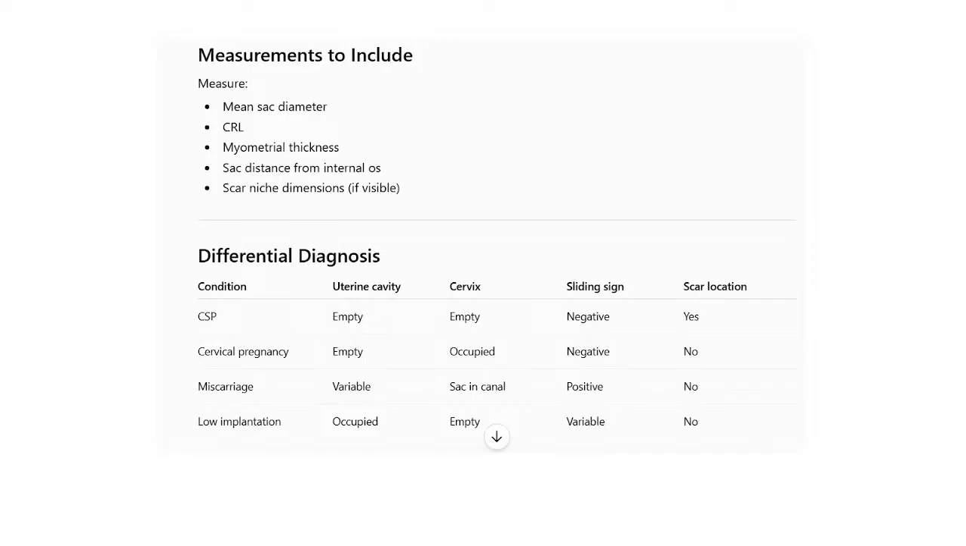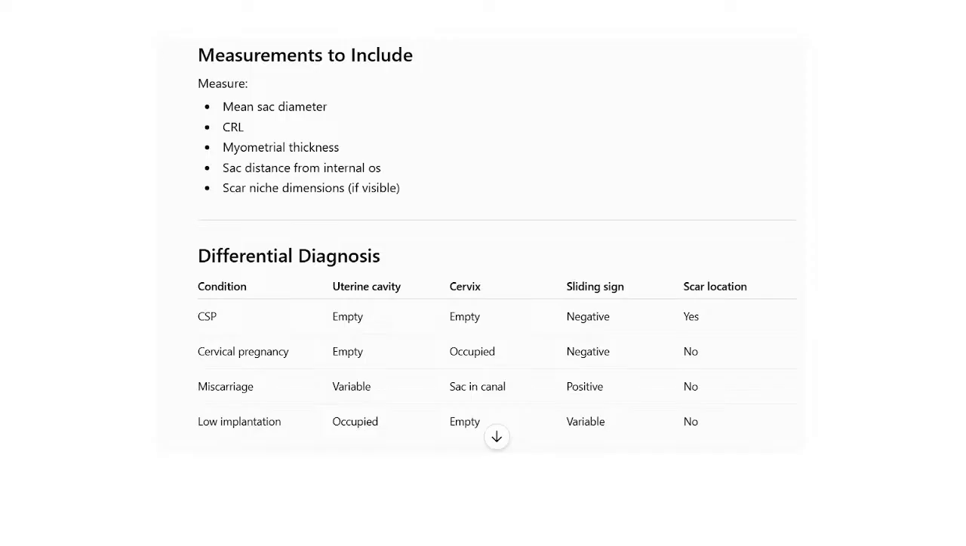Cervical pregnancy: the uterine cavity is empty, the cervix is occupied, and the sliding sign is negative. The scar location, no. For miscarriage, the uterine cavity is variable, and the sac is in the canal. You can find the sac in the canal before it is expelled, or it can be expelled. You can see a normal canal. So the sliding sign is positive with the miscarriage.